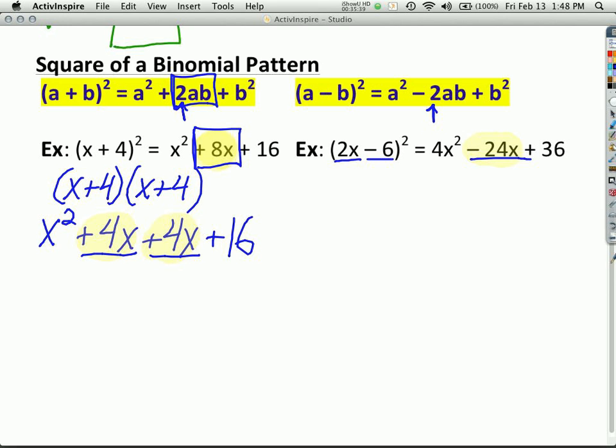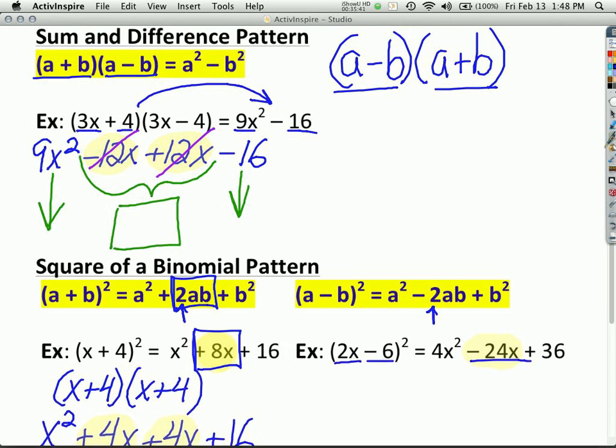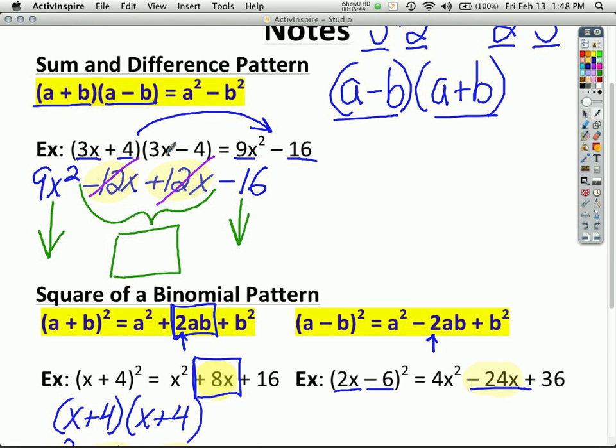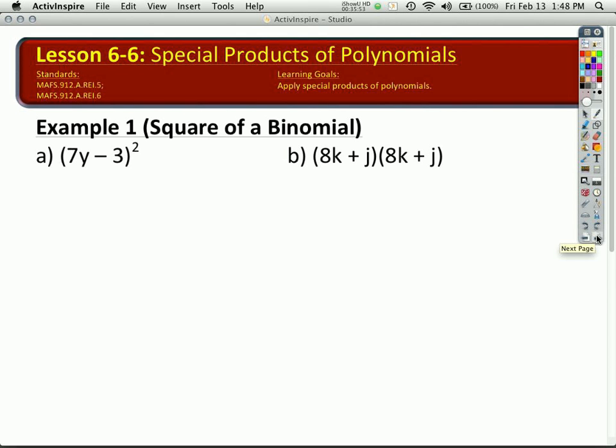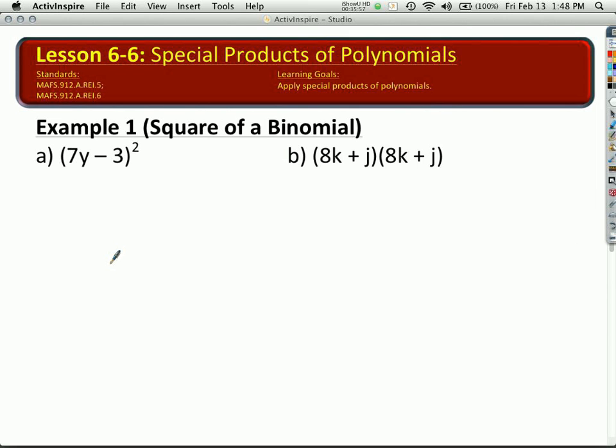So I keep saying this phrase, middle term, middle term, middle term. Sum and difference pattern, there is no middle term. Square of a binomial has a middle term, and it's double. Any questions? Good. Now let's actually start working. So, example 1, part A, square of a binomial. The whole point of all this is efficiency. The whole point of all this is for you to be faster, smarter, more efficient than the person next to you.